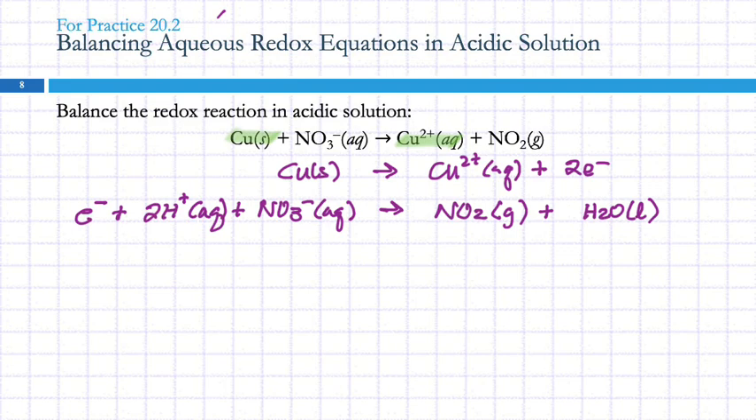Now I'm going to make sure that the number of electrons is the same. I have 2 electrons here and only 1 electron over here. So I need to multiply everything in this equation by 2. We balanced it, and if we double everything, it will still be balanced. So this is going to be 2 electrons and 4 hydrogen ions and 2 nitrate ions and 2 NO2 molecules and 2 H2O molecules.